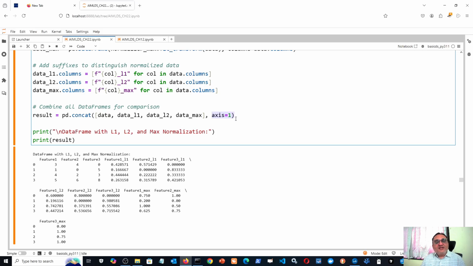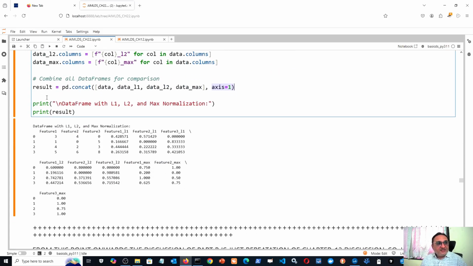With axis equal to 1 means side by side concatenation, so that the number of rows will not increase but the number of columns will increase. It will become a wider data frame; the resultant data frame will be wider.